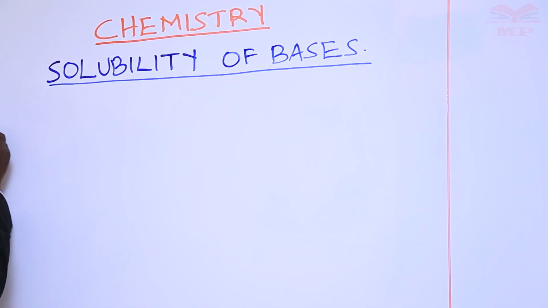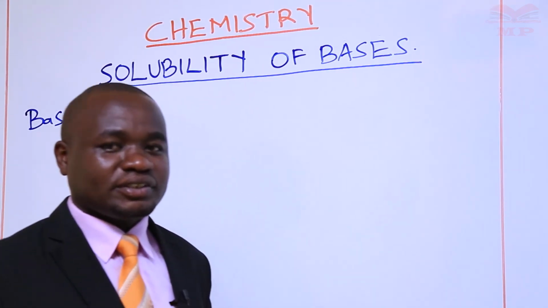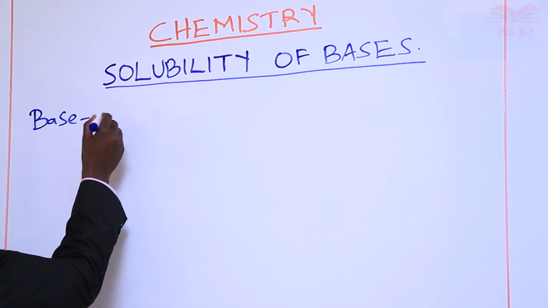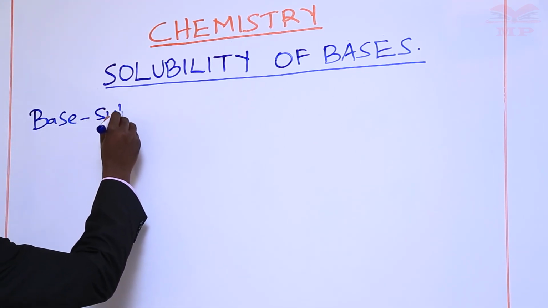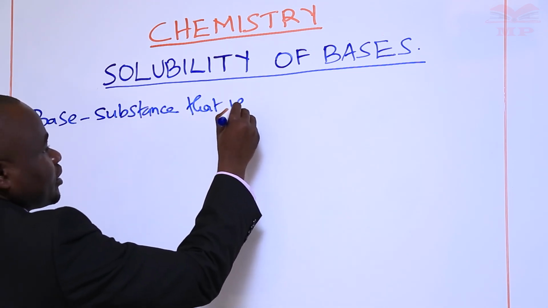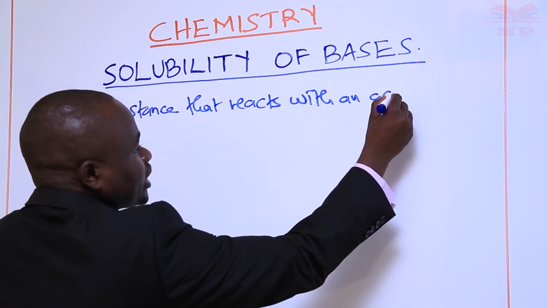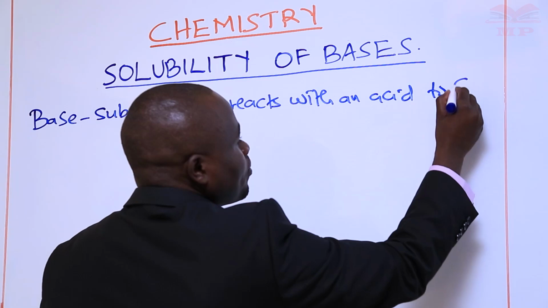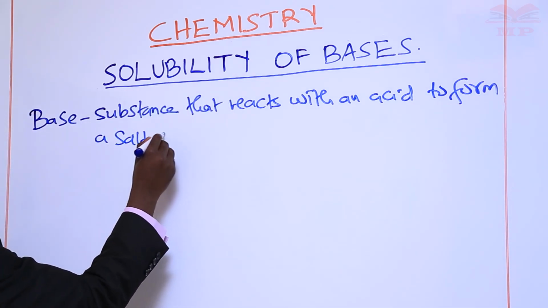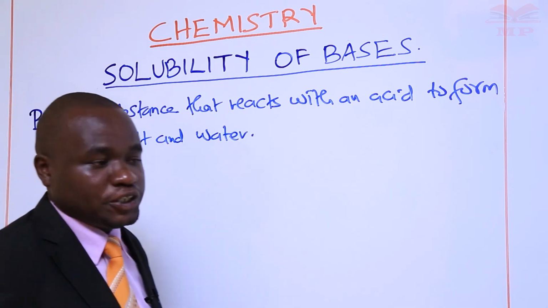So as we learned in Form 1, we said a base is a substance that reacts with an acid to form a salt and water. So we are saying a base is any substance that reacts with an acid to form a salt and water. That is the definition we got in Form 1.